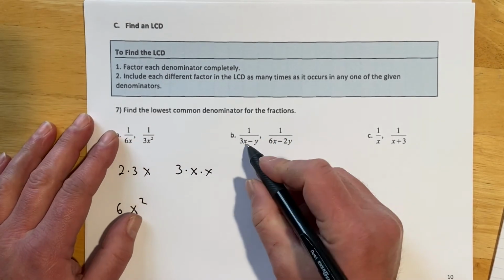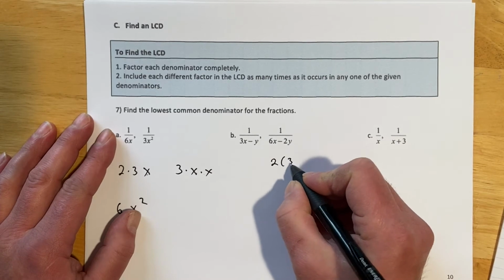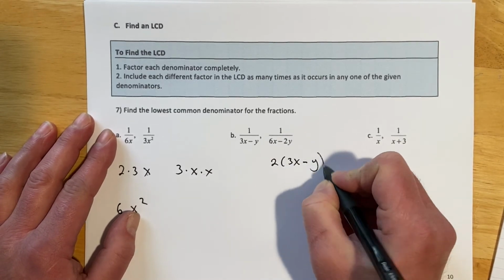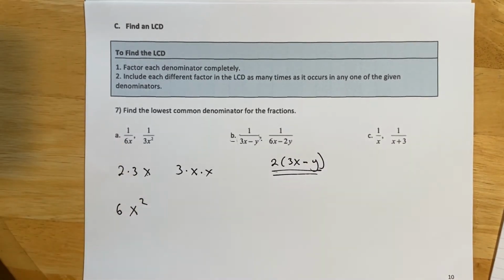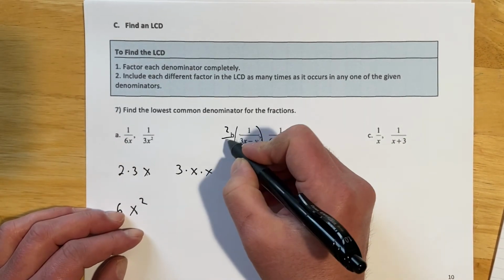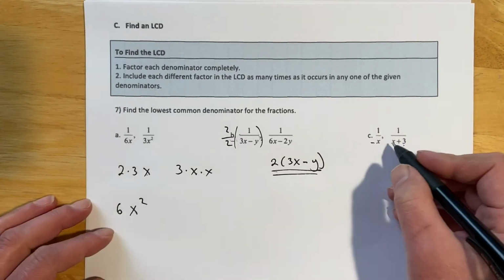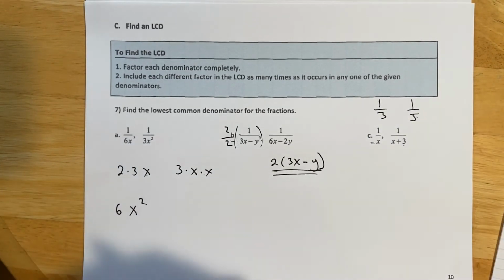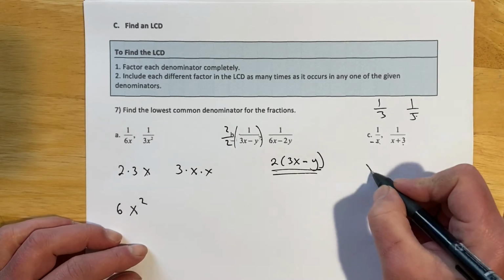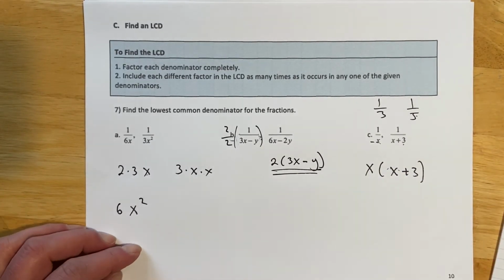For these two, if you just notice that this one right here, if I take a 2 out front, I get 3x minus y, which is this one with a 2. And so that would be the LCD. This would end up needing a 2 if I were trying to add those, for instance. And then with these two, they're both prime. There's nothing I can do. It's like having 1/3 and 1/5. All you can do is multiply them together and get 15. Here, all you can do is multiply them together, and it's x plus 3. And that'd be the LCD on that one.